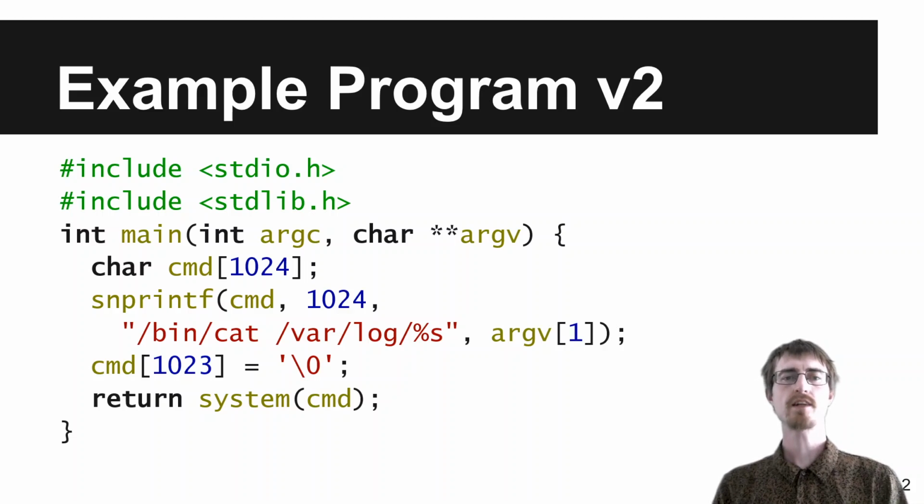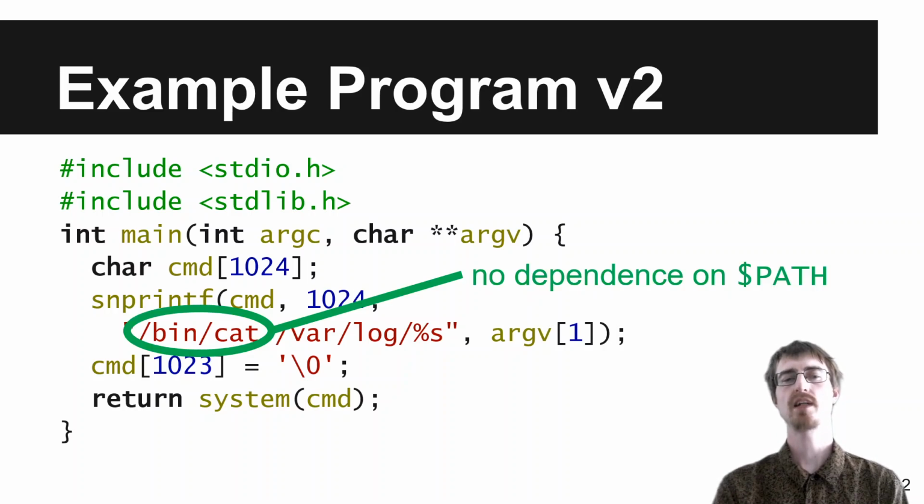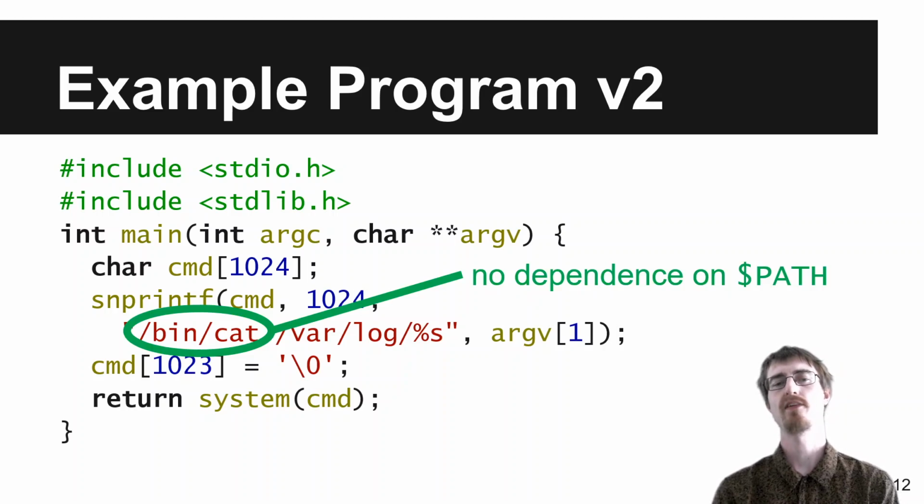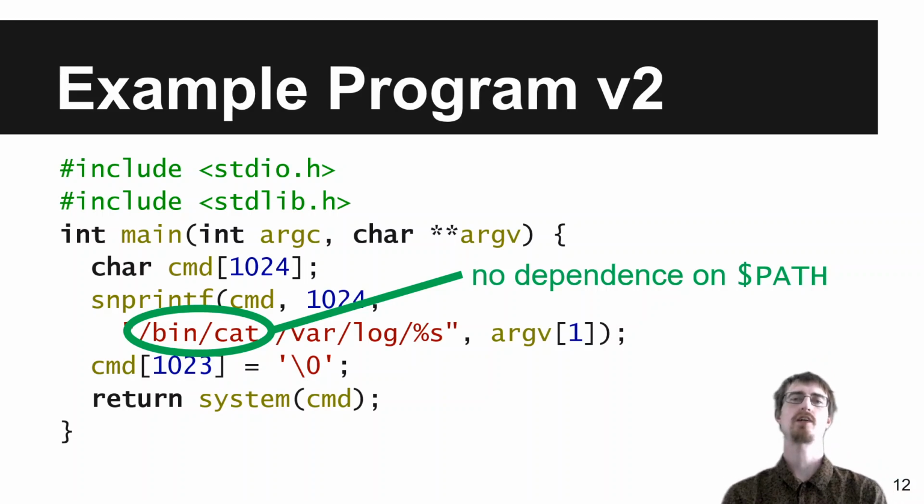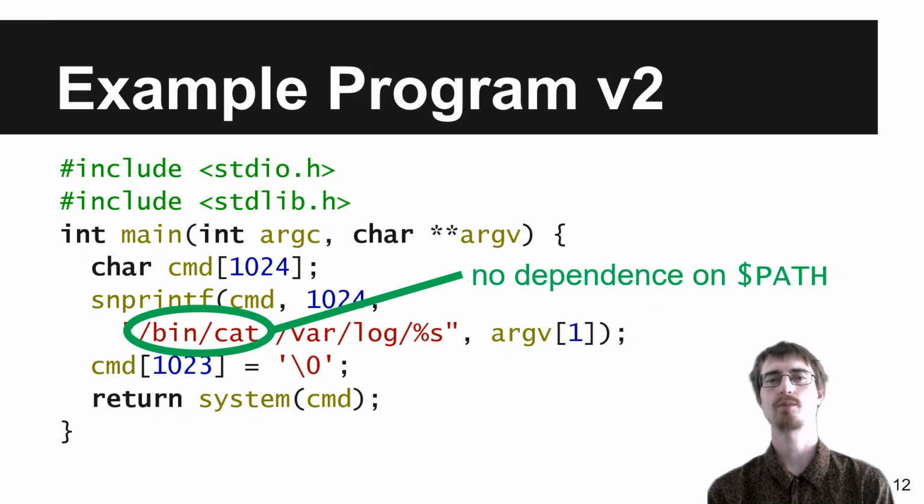So, we fixed the program. Here there's a program that's much safer than before. How did we fix it? Well, we no longer depend on the PATH variable, because now we specify an absolute path. So even the system function is not going to go around looking for a program named cat. It's going to just take the absolute path that we supply. So now we are secure, right? No, of course, I would not show this slide if we were secure at this point.